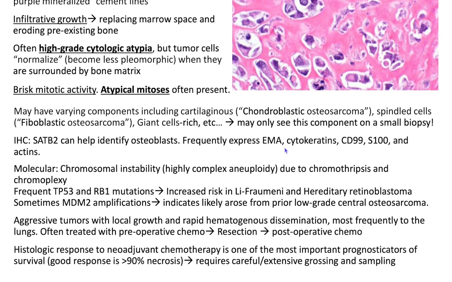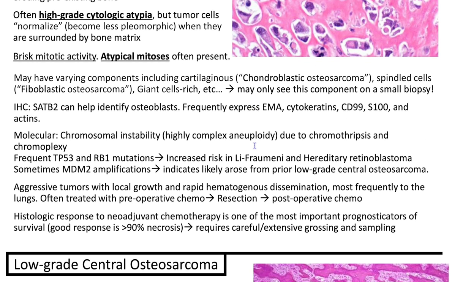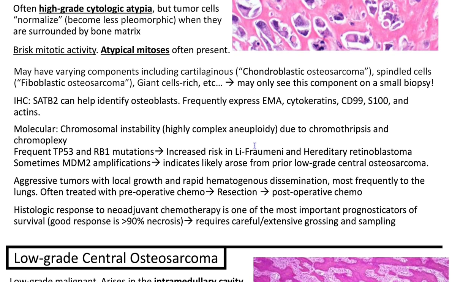And on IHC, SATB2 can help identify the osteoblasts, and it will be more helpful if it's osteoblastic osteosarcoma. Frequently expressed are EMA, cytokeratin, CD99, S100, and actins. Molecularly, it can have very complex chromosomal structure or instability, but they can also have frequent TP53 and retinoblastoma 1 mutations, and that's why osteosarcoma is a risk in those with Li-Fraumeni and hereditary retinoblastoma.